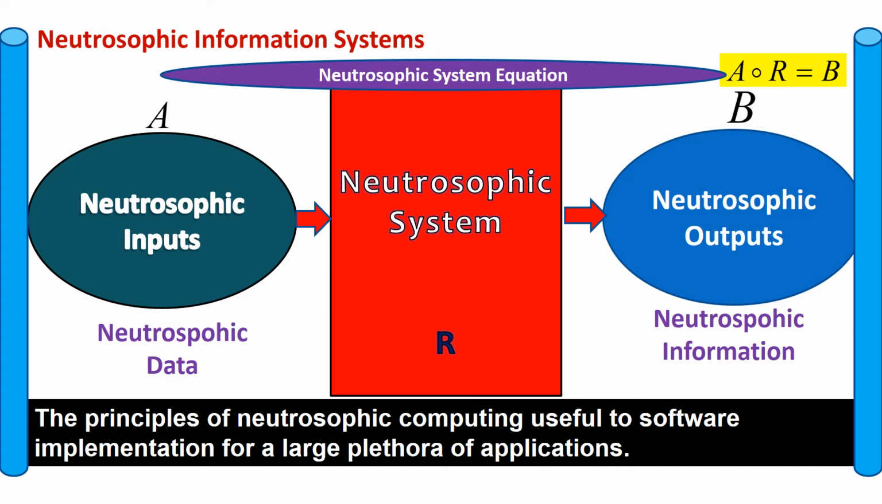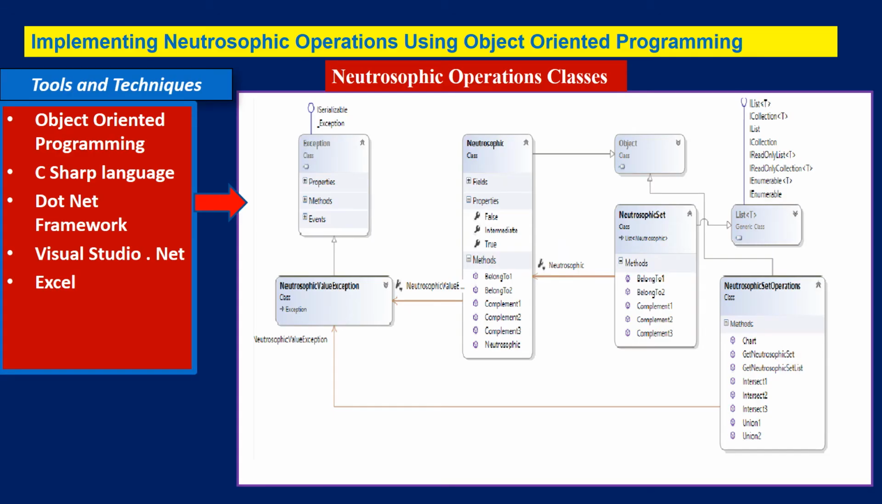Here, A is the Neutrosophic inputs or Neutrosophic data, R is the Neutrosophic system, and B is the Neutrosophic outputs and Neutrosophic information. Implementing Neutrosophic operations using object-oriented programming: these are the Neutrosophic operation classes, tools and techniques: object-oriented programming, C# language, .NET framework, Visual Studio .NET, and Excel.